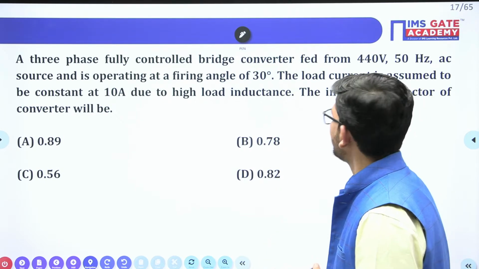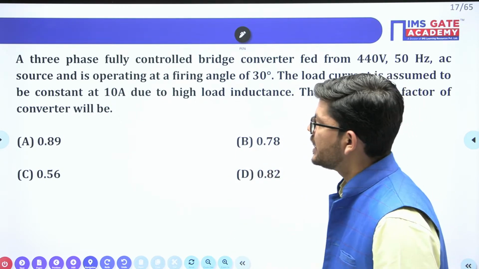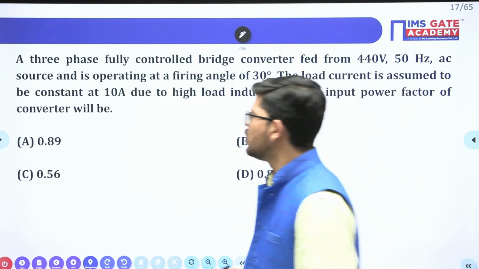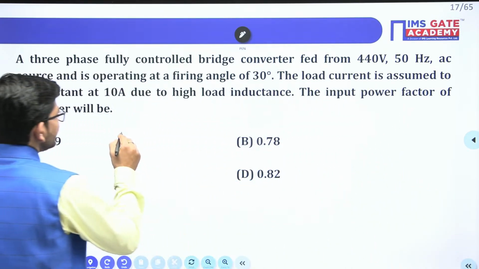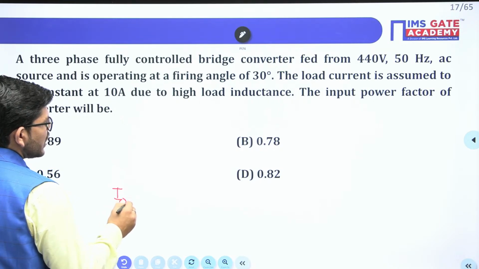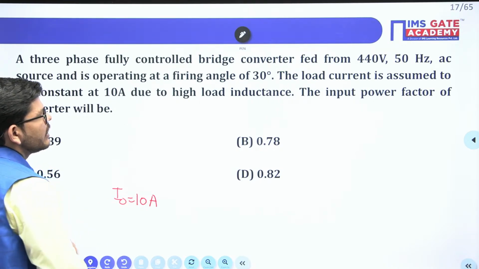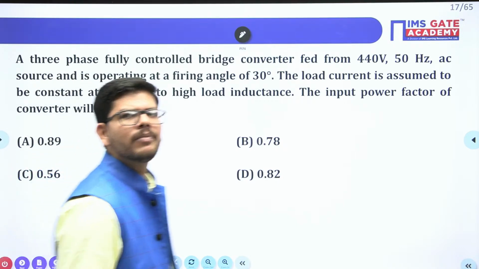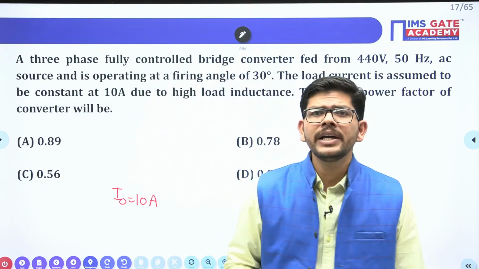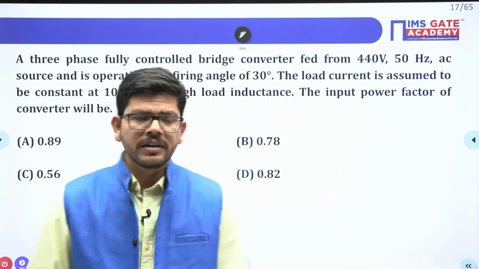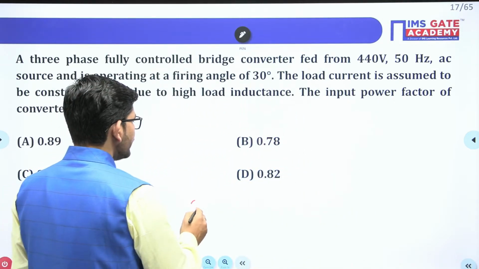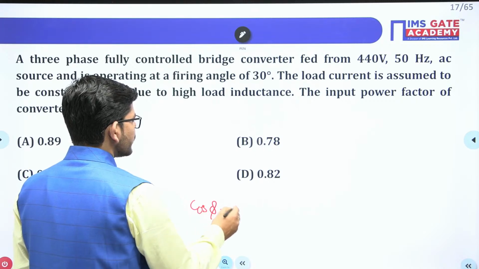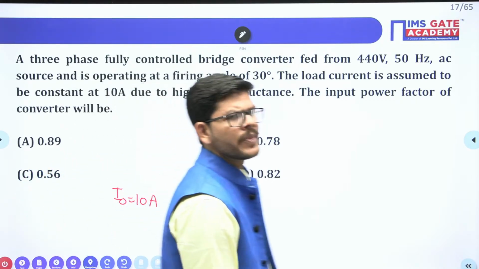The load current is assumed to be constant at 10 amperes. I naught is given as 10 ampere and it is constant due to high load inductance. Now we have to calculate what will be the input power factor.